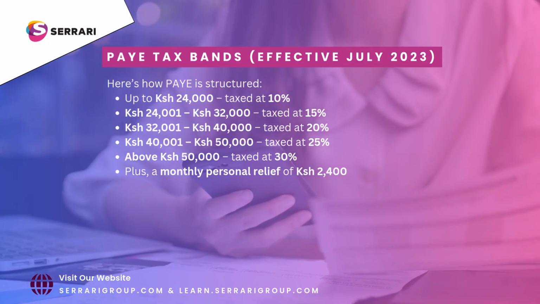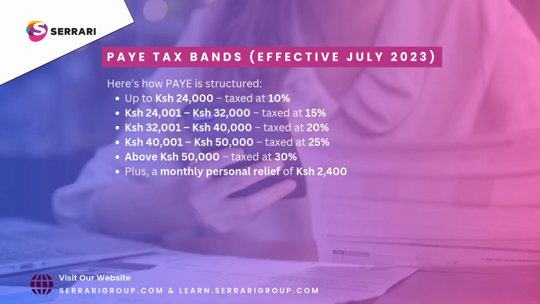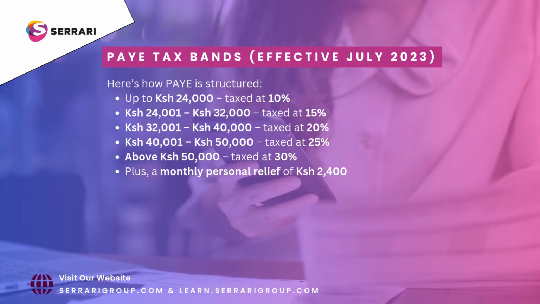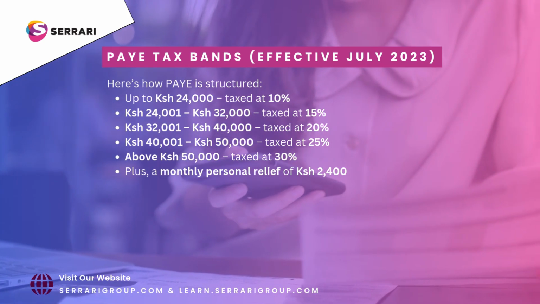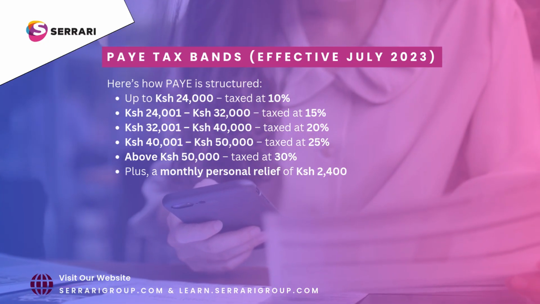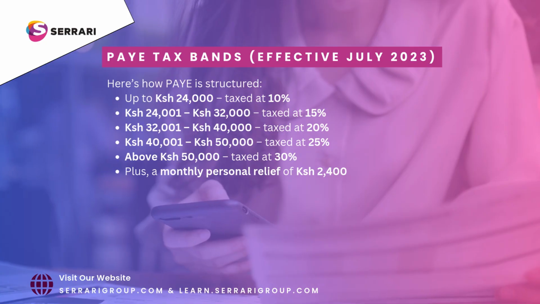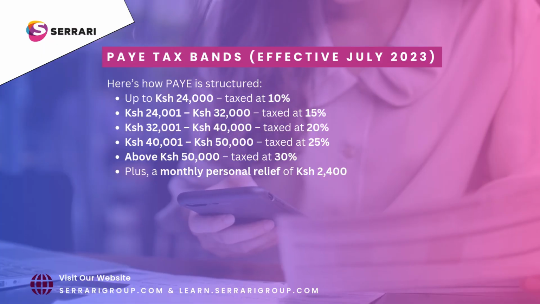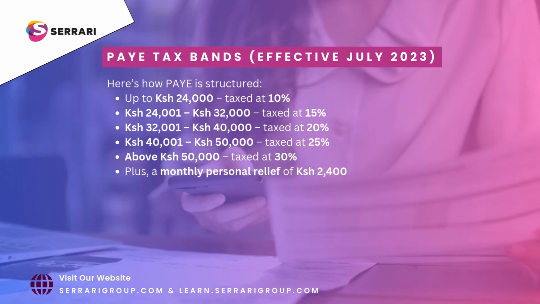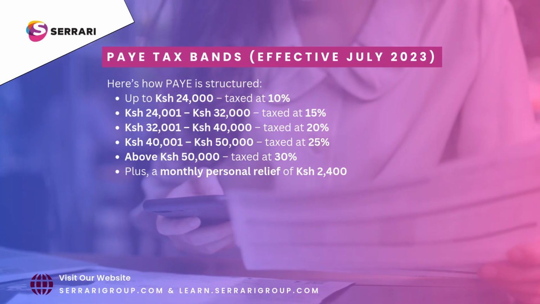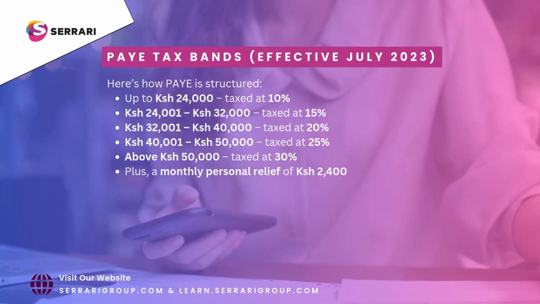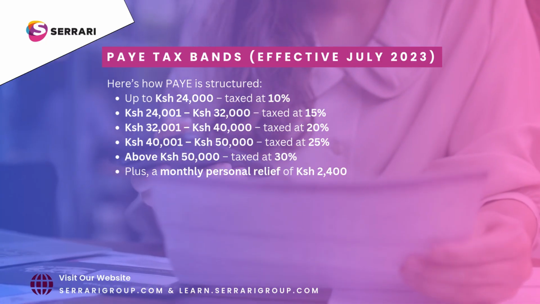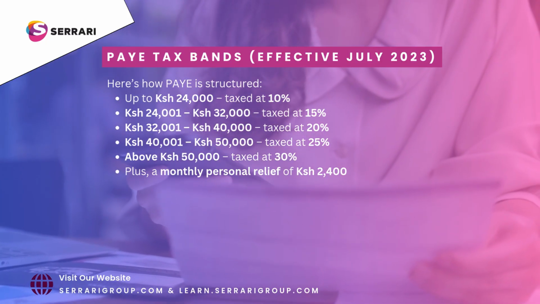PAYE tax bands, effective July 2023. Here's how PAYE is structured. Up to 24,000 Kenyan shillings, taxed at 10%. 24,001 Kenyan shillings to 32,000 Kenyan shillings, taxed at 15%. 32,001 Kenyan shillings to 40,000 Kenyan shillings, taxed at 20%. 40,001 Kenyan shillings to 50,000 Kenyan shillings, taxed at 25%. Above 50,000 Kenyan shillings, taxed at 30%. Plus, a monthly personal relief of 2,400 Kenyan shillings.